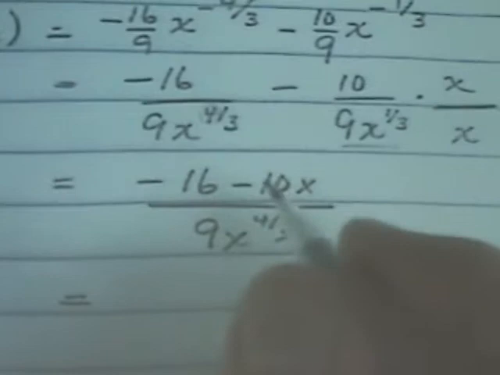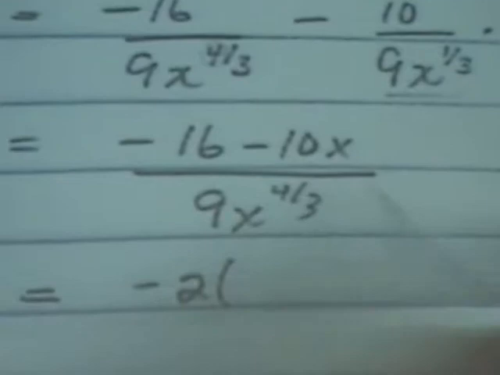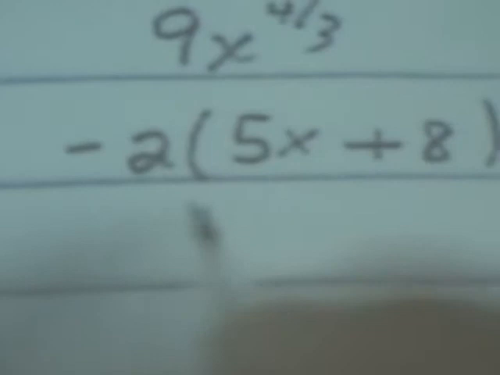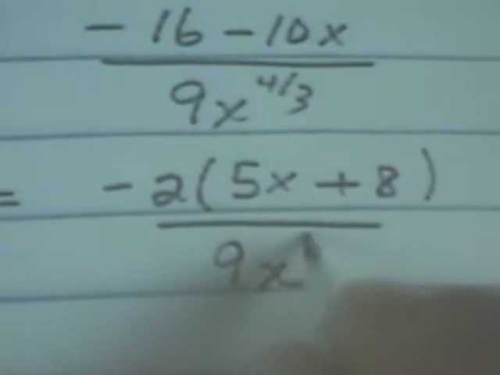We could factor out. Let's factor out 2. And remember, when you raise something to the 4/3 power, you're doing two things. You're taking the cube root, and you're also raising it to the 4th power. Just saying.